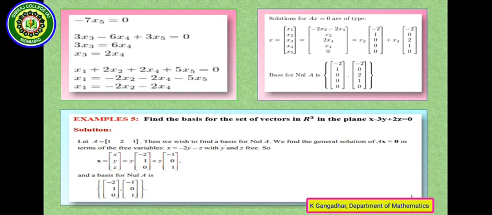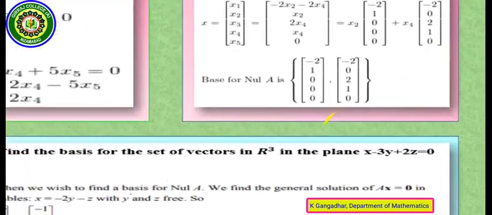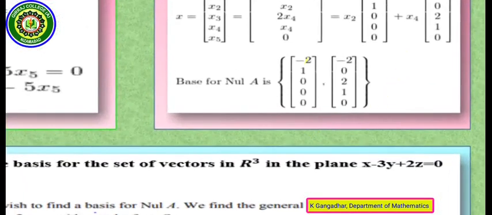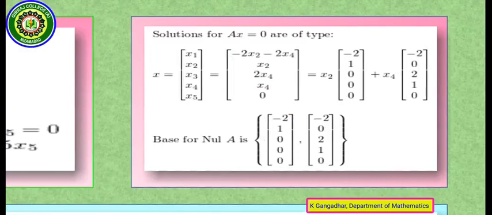So the remaining values in the x vector we write these values. Then we get (-2x2 - 2x4, x2, 2x4, x4, 0). Here two variables are there. So x is a linear combination of x2 and x4. So these linear combination vectors form the basis for null A: (-2, 1, 0, 0, 0) and (-2, 0, 2, 1, 0).